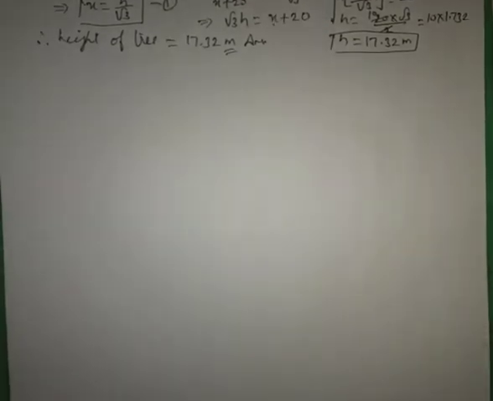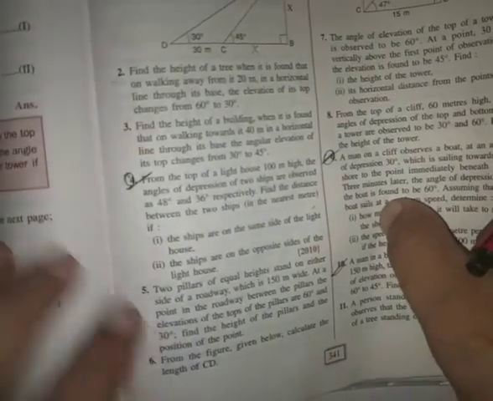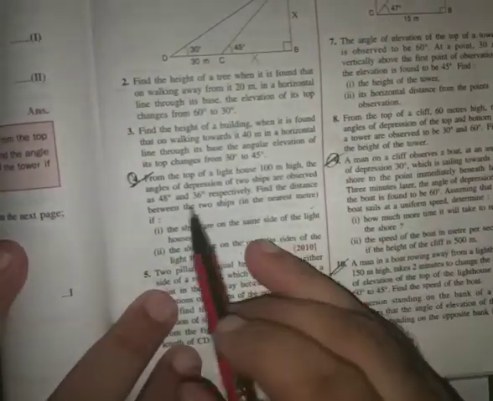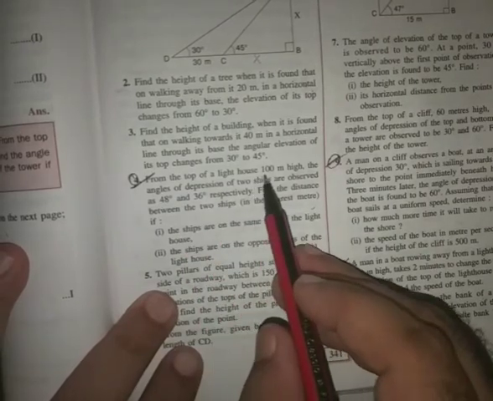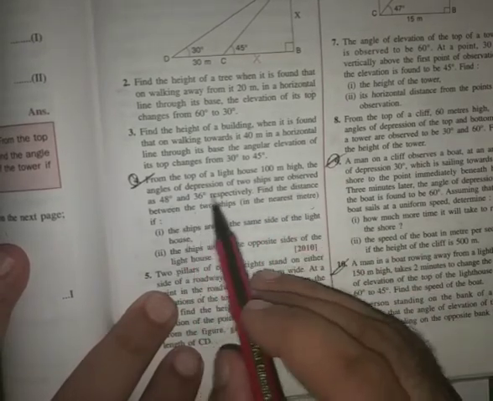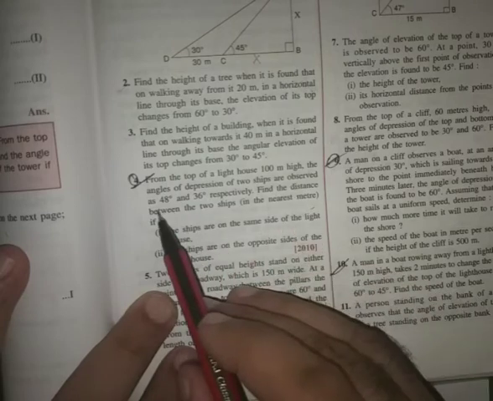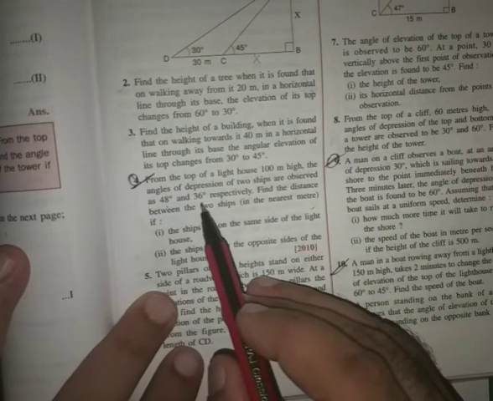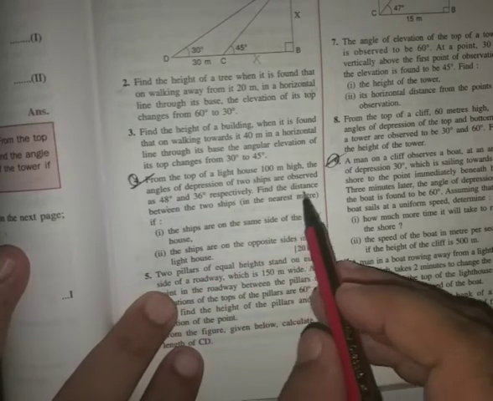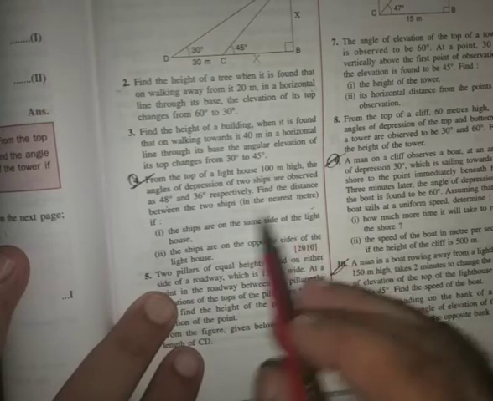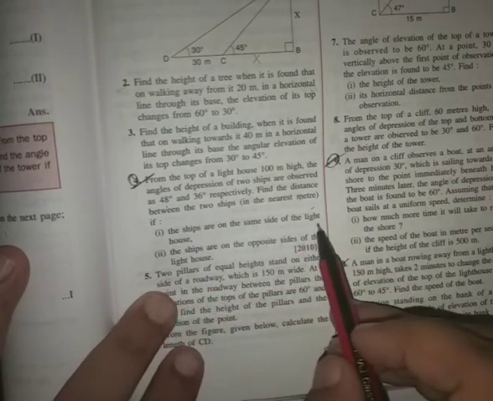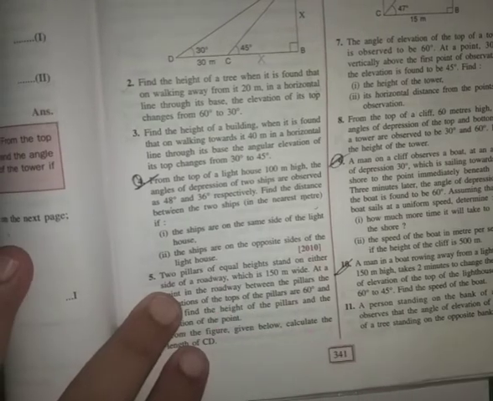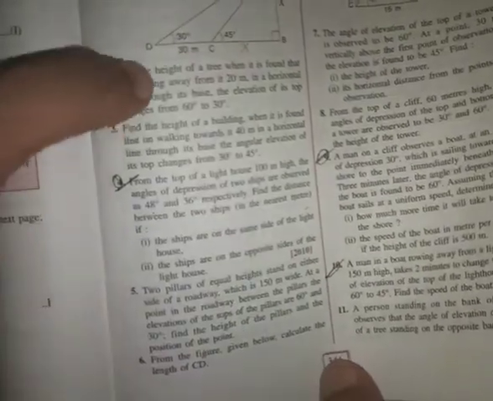Similarly, we can take some more questions from this exercise. So I am taking question number 4, and this is a very important part. The question says, from the top of a lighthouse 100-meter high, the angle of depression of two ships are observed as 48 degrees and 36 degrees respectively. We have to find the distance between the two ships to the nearest meter if the ships are on the same side of the lighthouse and then if the ships are on the opposite side of the lighthouse. So we have to solve it in two parts.